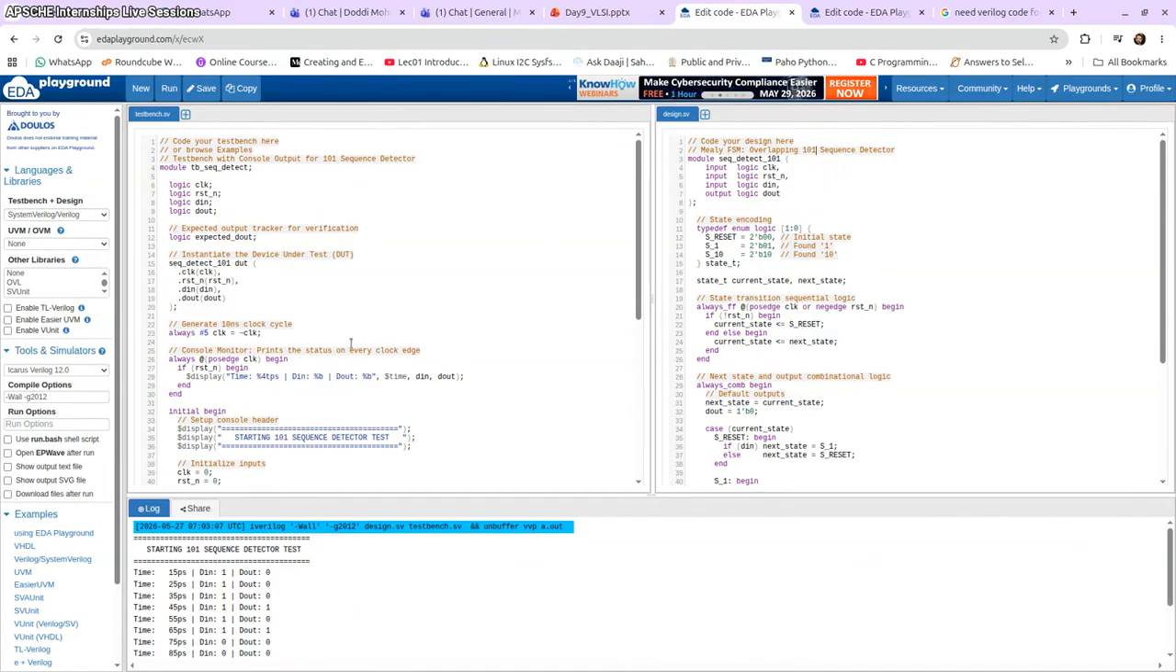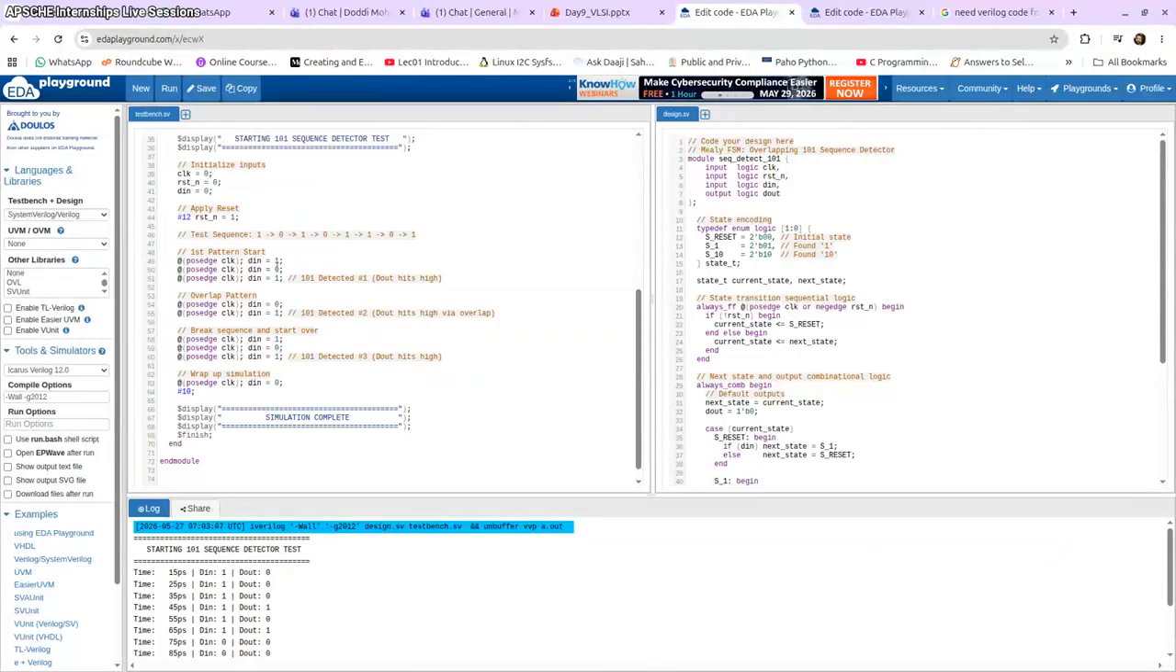So randomly, I'm going to use the test bench with this sequence. If you want to change the sequence, you can go and change it however you want. But with overlapping, I am able to get the outputs.